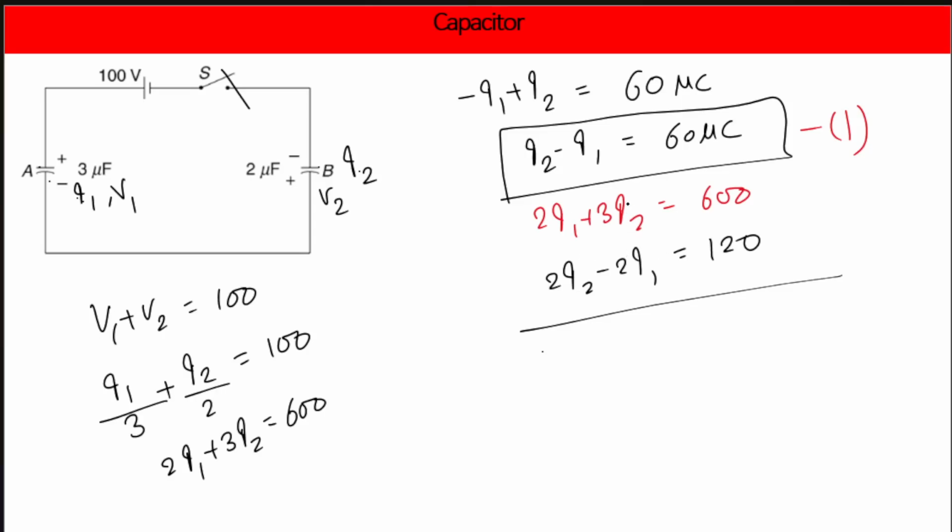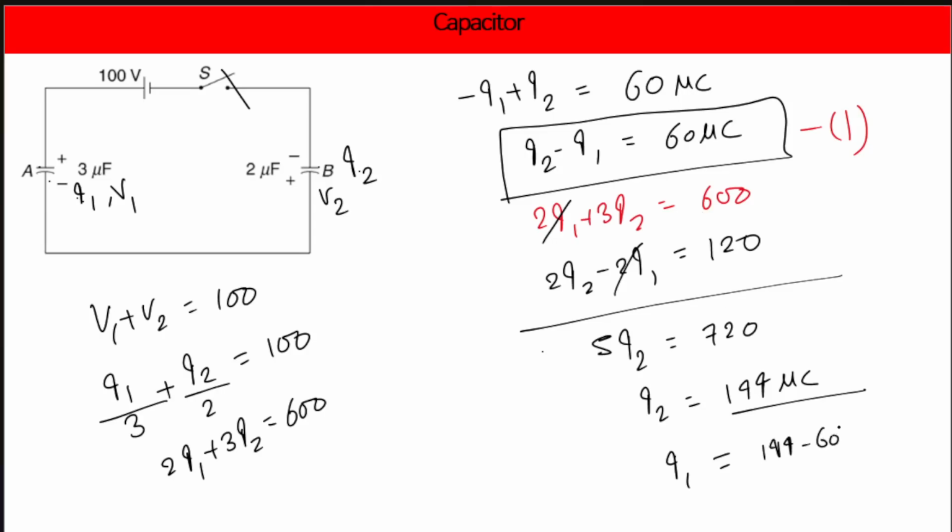If you add these two, which term gets cancelled? The Q1 terms cancel, and this becomes 5Q2 is equal to 720, and Q2 will be equal to 144 microcoulomb. And Q1 now, how can you find it? Q1 will be Q2 minus 60, so 144 minus 60 microcoulomb. So this is going to be 84 microcoulomb. We have got the charges.